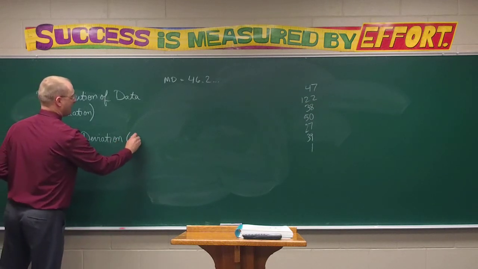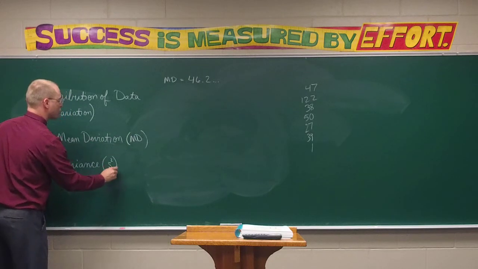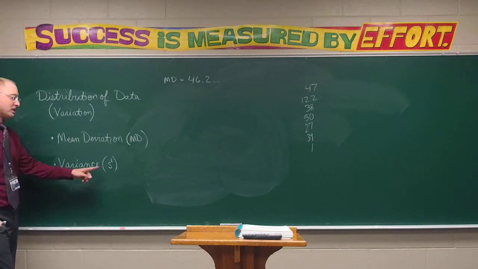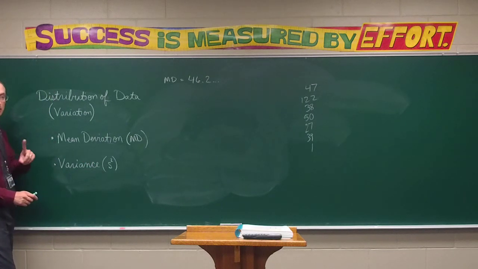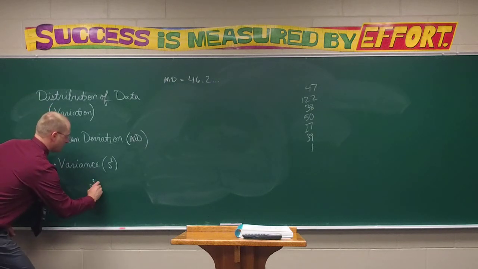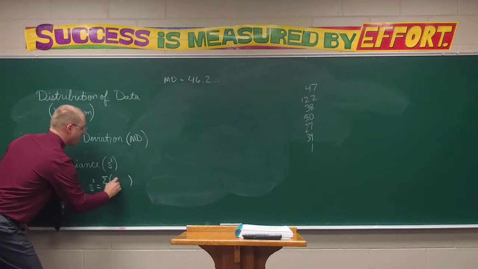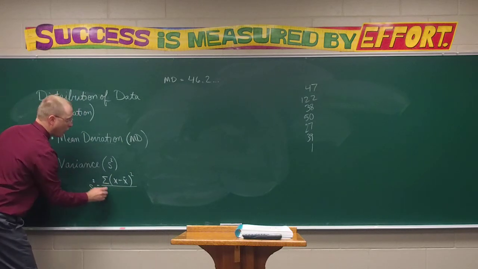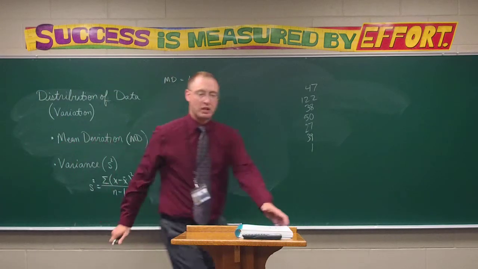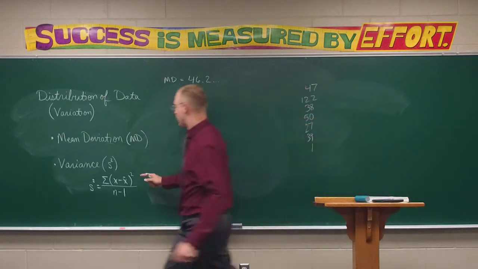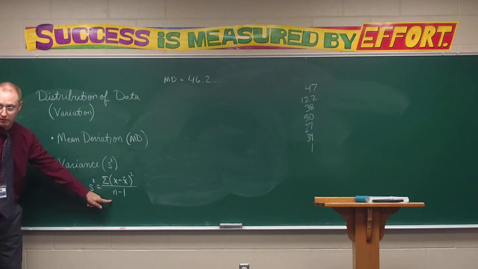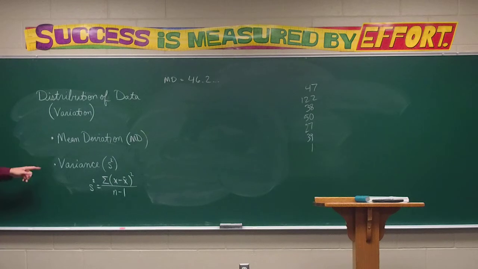Variance is represented by the symbol little s squared, showing that variance relies on squares. And here's your formula, which you do not need to memorize. S squared is equal to the sum of x minus x bar, squared, all over not n, but n minus 1. It's really the mean deviation formula, but we're squaring all of the differences, and we're dividing not by n, but by n minus 1. That's really the difference.